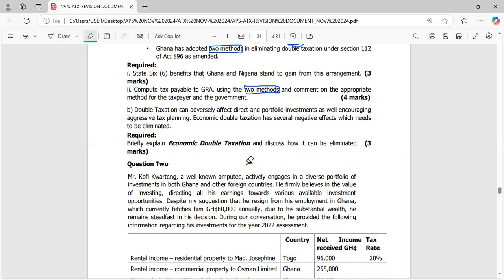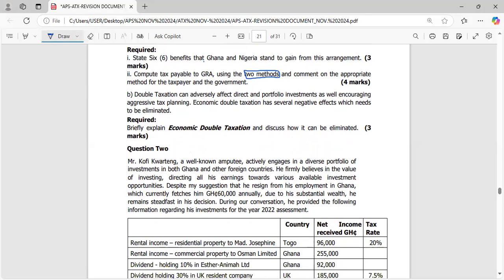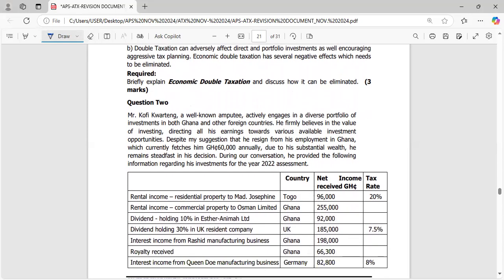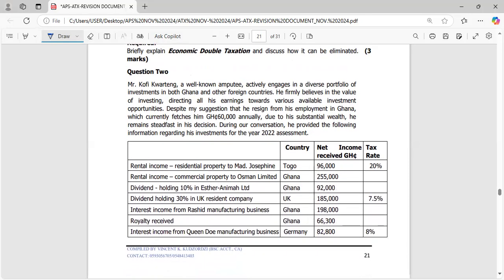I'm saying that question 2 is a killer question. A lot of withholding taxes are in question 2. If you don't know the principle of withholding taxes, whatever you do will be over the bar. So you need to know the principle of withholding taxes. Very, very important.